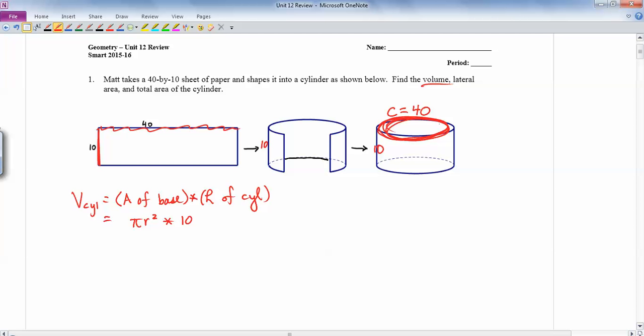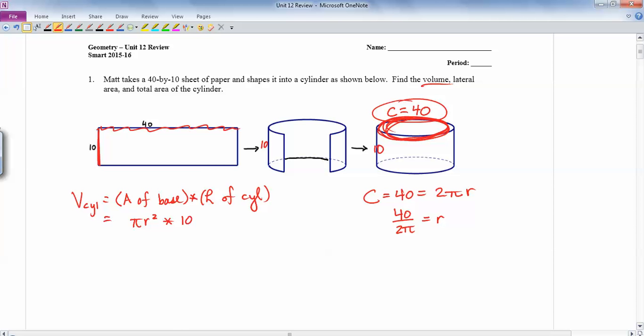So what we need is the radius. Well, we know that the circumference is 40, and we know that circumference is 2 pi r. So what we need to do is 40 divided by 2 pi to get r.